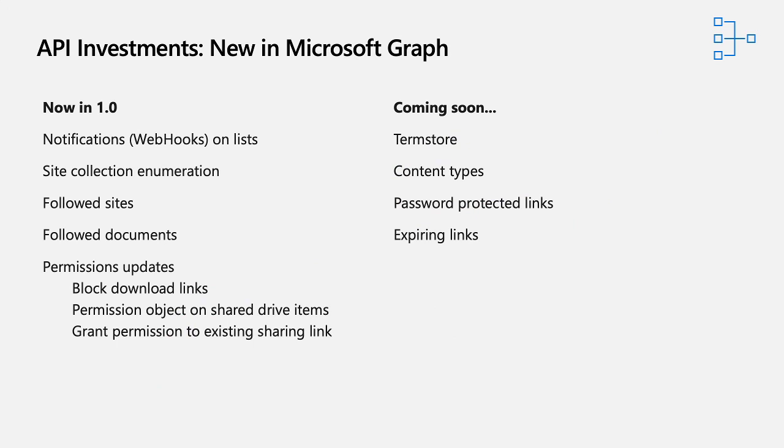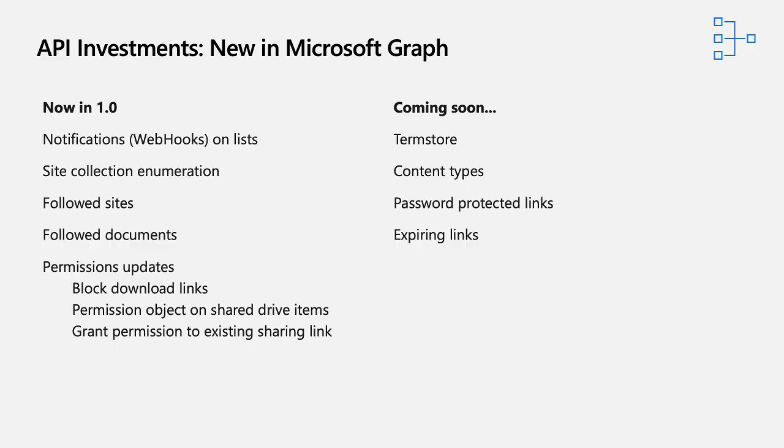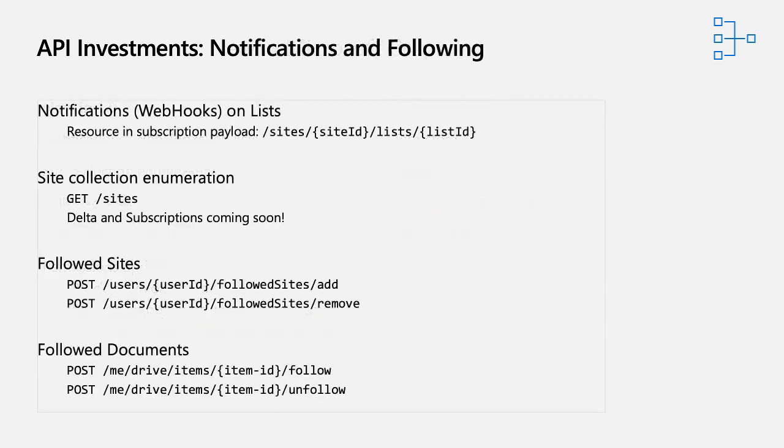New functionalities and capabilities are around site collection and enumeration, being able to enumerate and follow sites as well as documents, and a bunch of new APIs on permission updates. But we're not done yet, and we know about that. This is the reason why very soon you will be able to access TermSet and TermStore using Microsoft Graph, as well as managing content types and having more functionalities and capabilities around permission management.